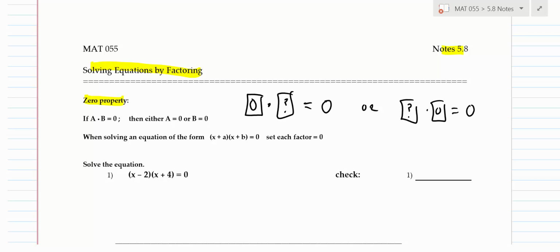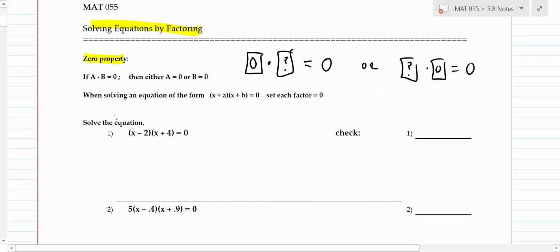So if you've got a bunch of numbers multiplied to give 0, one of them has to be 0, okay? All right, so what we do with this is when you're solving equations of this sort, these are already in a factored form, okay? So since they're already in a factored form, you're going to write this like this. We just take each factor and set it equal to 0. Is everybody with me here?